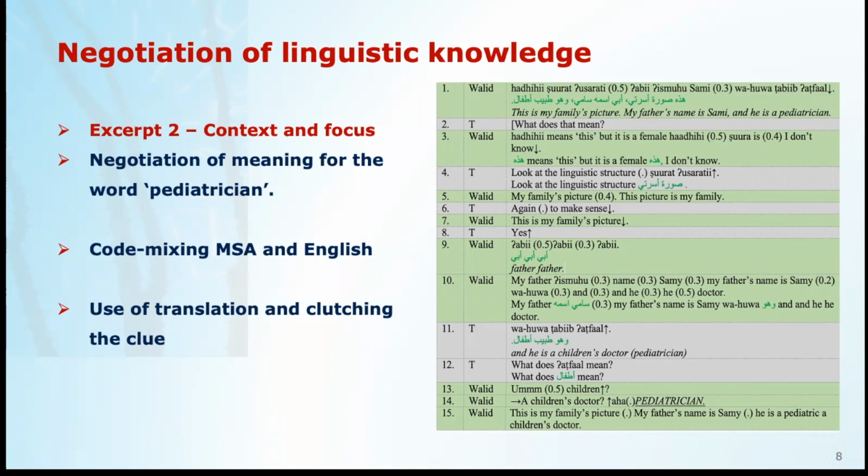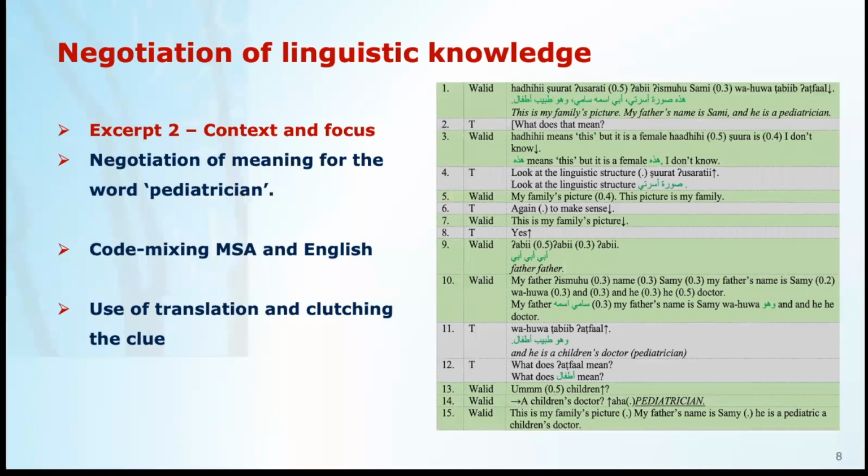And then the teacher, again, to make sense of it, what does it mean? And then this is my family's picture. Like connecting family's picture, which is the idafa, which is also the case of a pediatrician. And then the teacher, yes, أبي أبي أبي, then he continues, أبي اسمه سامي وهو, and he doctor. He doesn't know pediatrician. He doesn't know طبيب أطفال. He's not connecting here طبيب أطفال to the job of his father. That's kind of the sentence that they are reading. He didn't make that association yet.